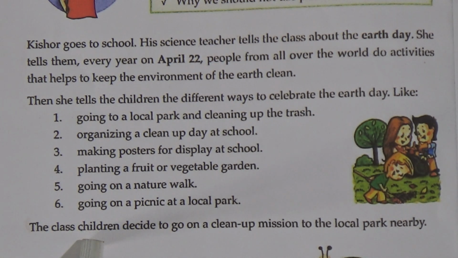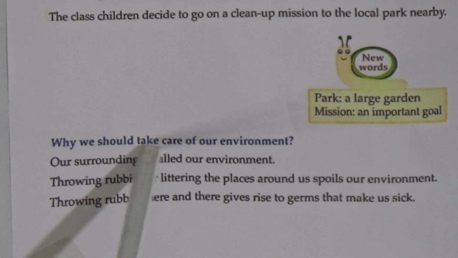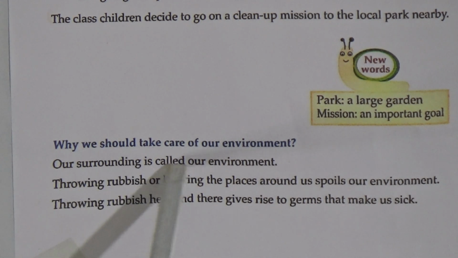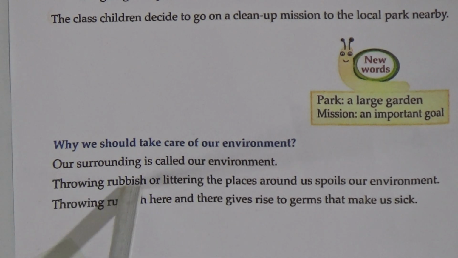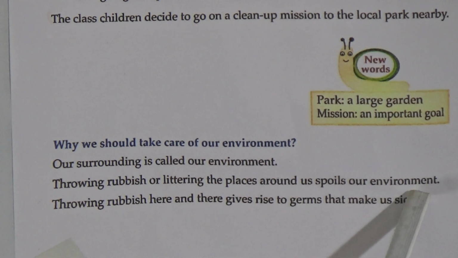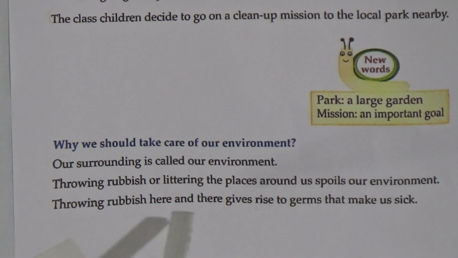The class children decide to go on a clean-up mission to the local park nearby. You can see this picture, they are cleaning a park. Now here is a question, why should we take care of our environment? Our surrounding is called our environment. Throwing rubbish or littering the places around us spoils our environment. Throwing rubbish here and there gives rise to germs that make us sick.